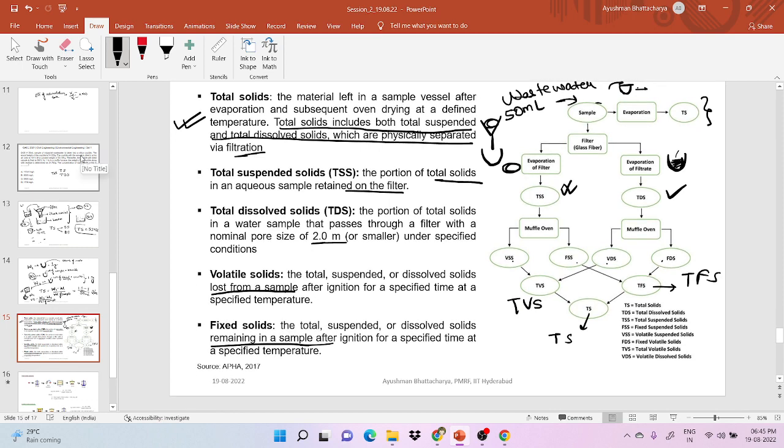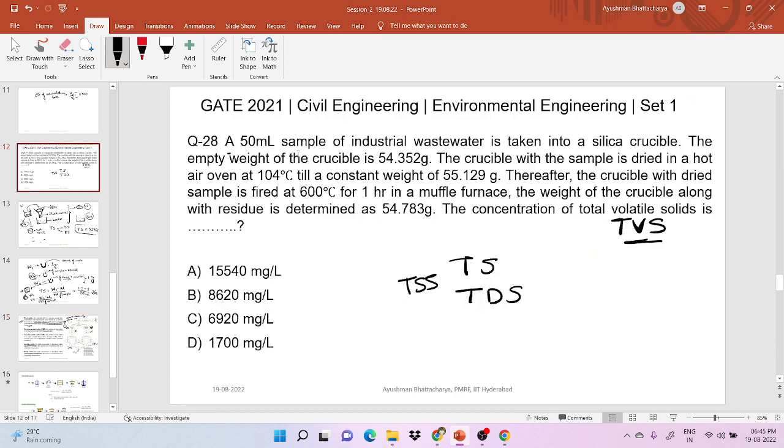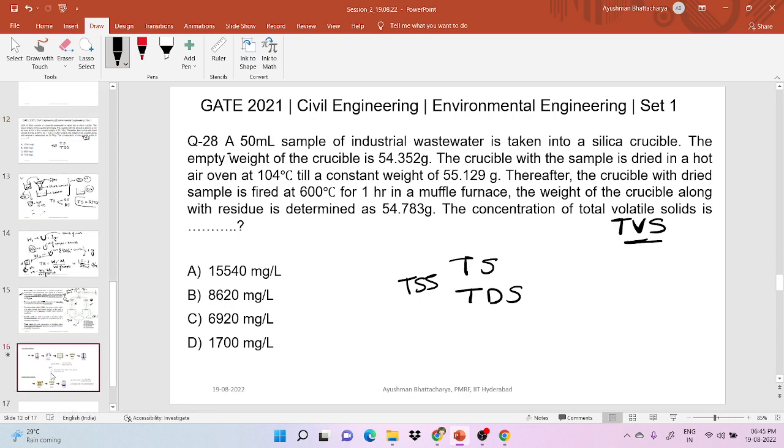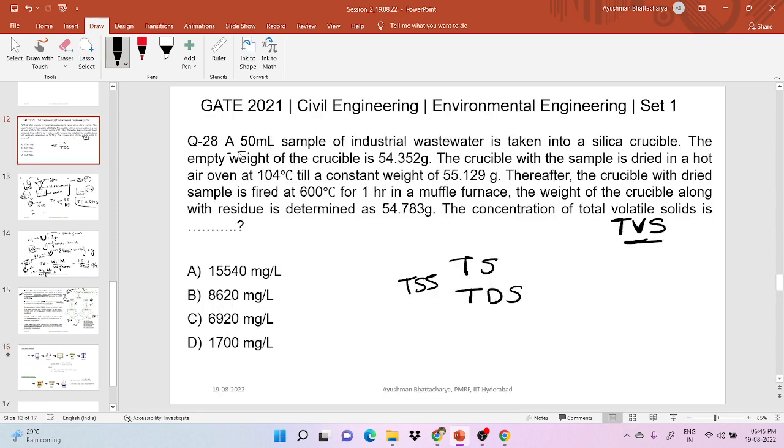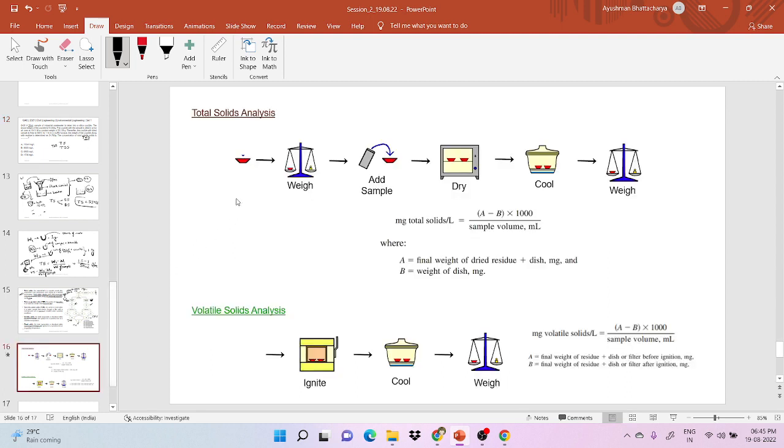Okay, so let's go back to the question. A 50 ml sample of industrial wastewater is taken in a silica crucible. The empty weight of the crucible is 54.352 grams. So basically, what they have done, first they have noted the weight of the silica crucible. After that, they have added the sample in it. Then they have kept it in the hot air oven for drying.